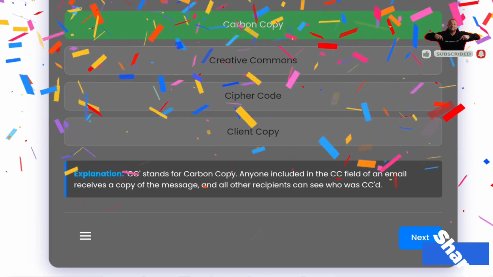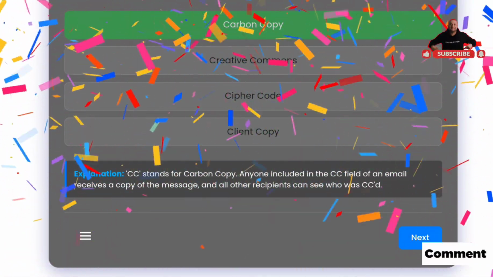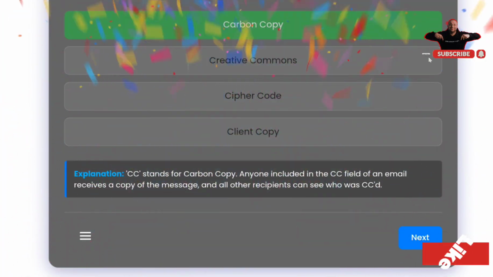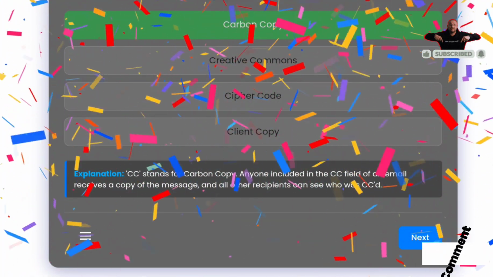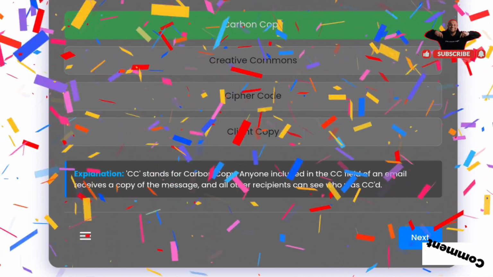कार्बन कॉपी. ओके. CC stands for carbon copy. Anyone included in the CC field of an email receives a copy of the message, and all other recipients can see who was CC'd. Okay.